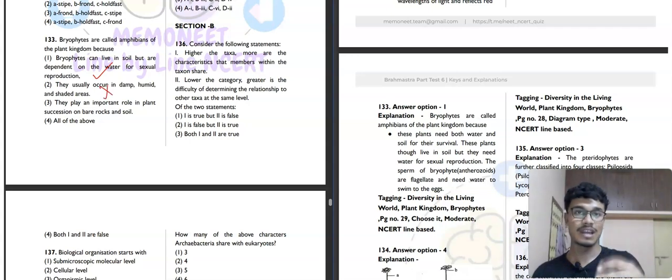Amphibia means that they can survive both on land and in water. And because the sexual reproduction of bryophytes depends on water, that's why we call them amphibians of the plant kingdom. But asexual reproduction can also occur on land. They play an important role in plant succession on bare rocks and soil. This statement is true, but it doesn't explain why they are called amphibians of the plant kingdom. This is not correct. So the first option will be our correct answer.